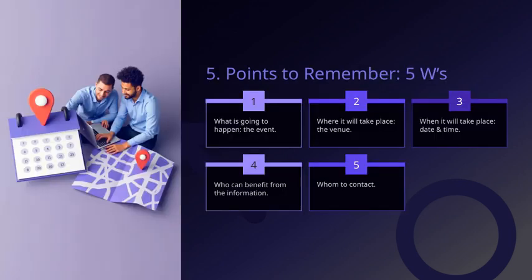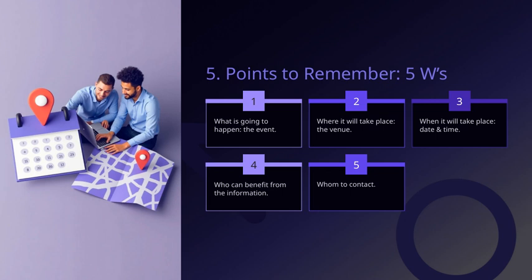All right, let's go over the key points to remember using the 5 Ws. First, what is going to happen? That's right, the event itself. It's important to clearly understand what the event is about so you can grasp its purpose and significance. Next, who can benefit from this information? Identifying the right audience helps us tailor our approach and ensure everyone gets value from it.